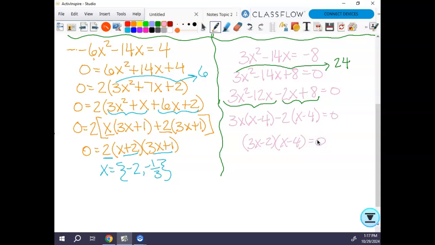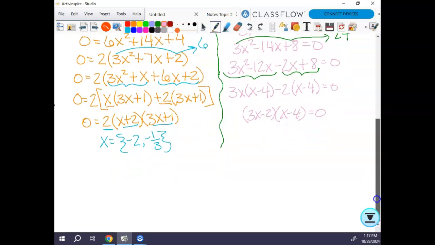And if it's not an equation and it just says to factor it, boom, that's all you can do if you don't have an equals 0. If you have an equals 0, we can actually solve it, and we get that x is equal to 2/3 and 4. Okay. What questions do you have?